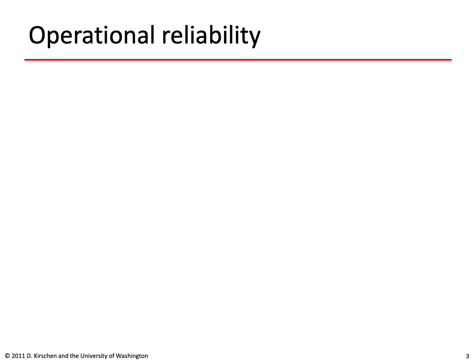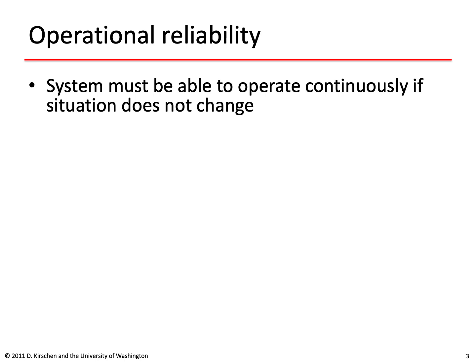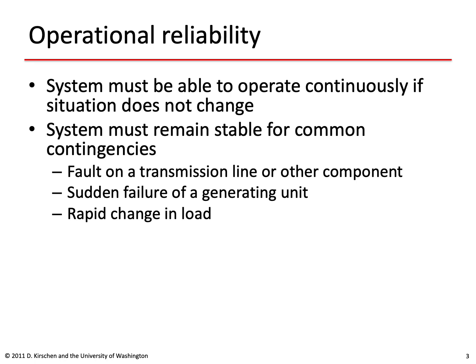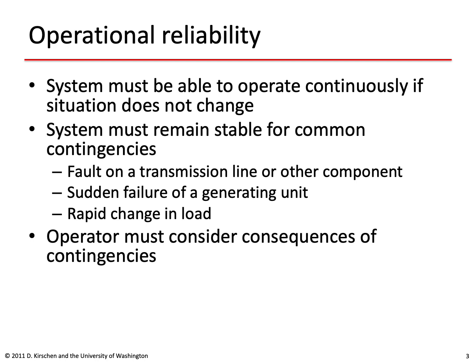But first, let's clarify what we mean by operational reliability. First, the system must be able to operate continuously if the situation does not change. Second, the system must remain stable even in the event of common contingencies, such as the occurrence of a fault on a transmission line or failure of another component, sudden failure of a generating unit, or a rapid unanticipated change in load.